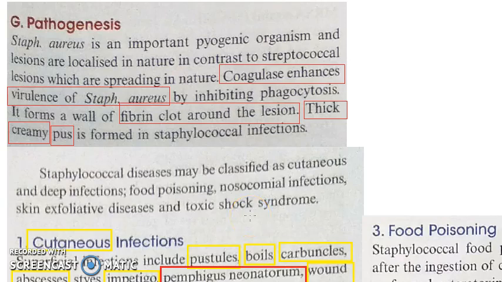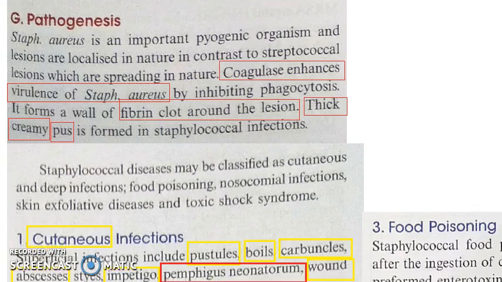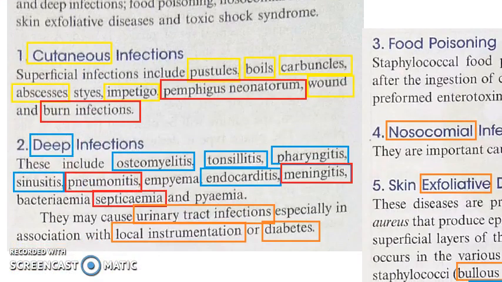If they ask you the disease associated with Staphylococcus, what and all disease will you write? Okay, let me tell you. You have to write cutaneous infections, pustules, boils, carbuncles, abscess, pemphigus neonatorum, burns infection. Whenever there is burns, it will infect that opportunistically. Deep infections, what and all you have?